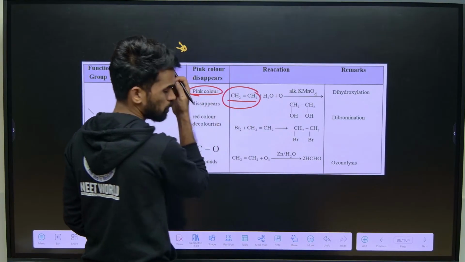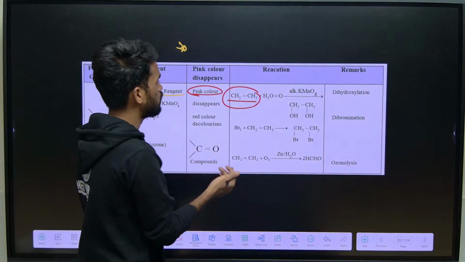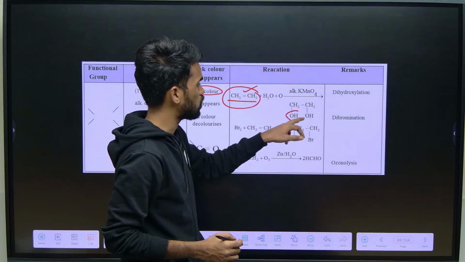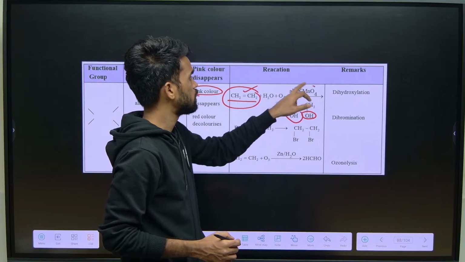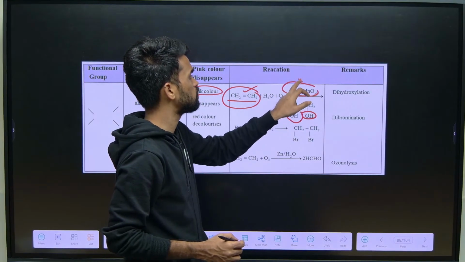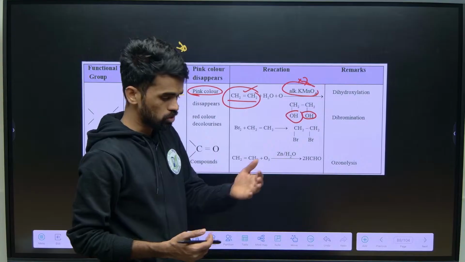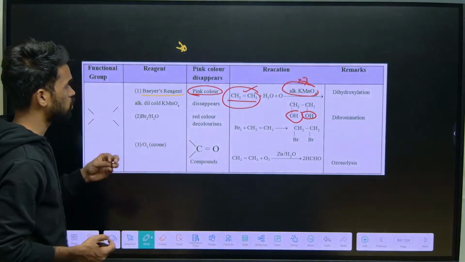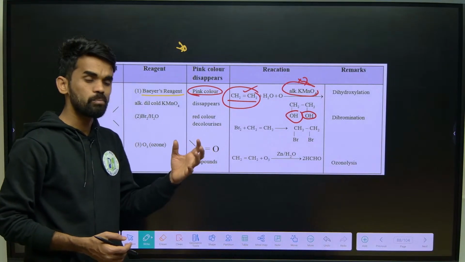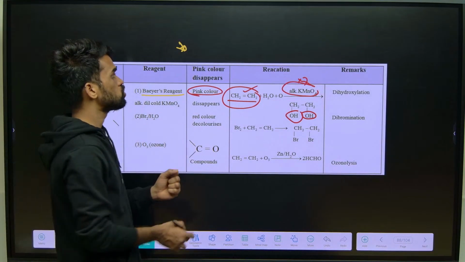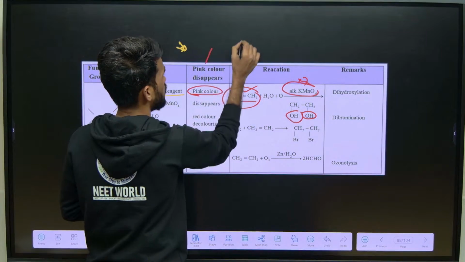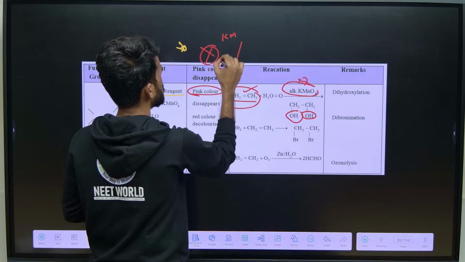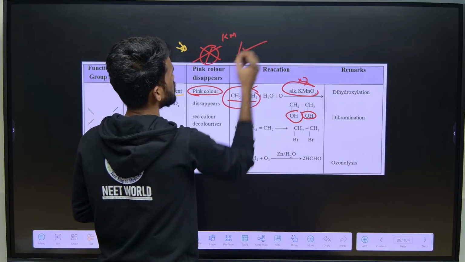The pink or purple color of KMnO4 disappears when we add it to an alkene, because it gives dihydroxy groups. During this, the KMnO4 +7 oxidation state is reduced, and due to that it is decolorized. So by looking at the color change, we can say yes, the given compound is an unsaturated compound. Now we can distinguish alkanes and alkenes using KMnO4, because alkanes do not react with KMnO4 but alkenes react.